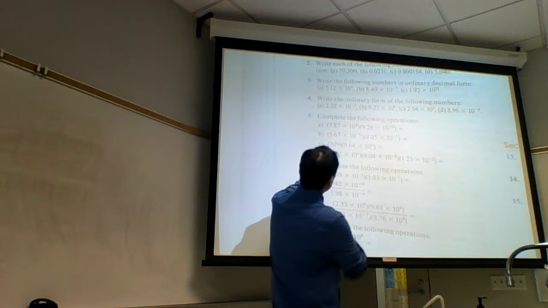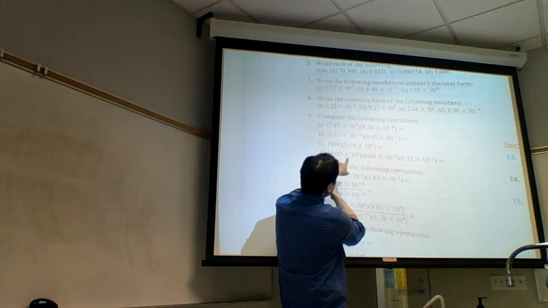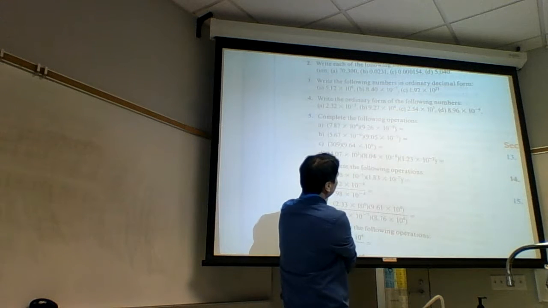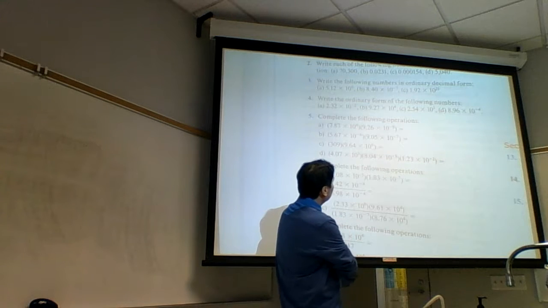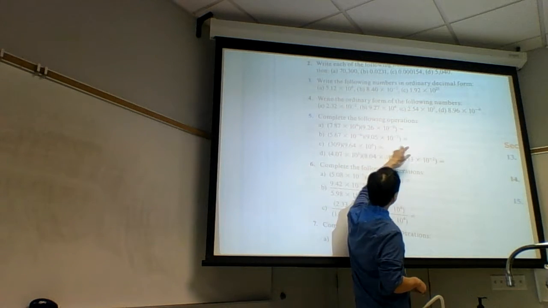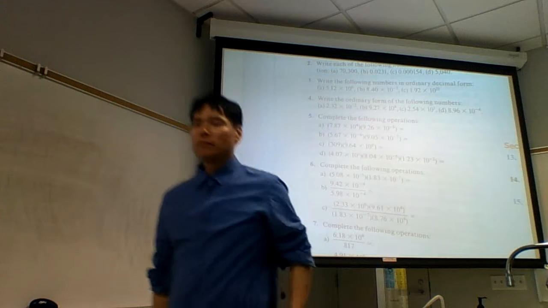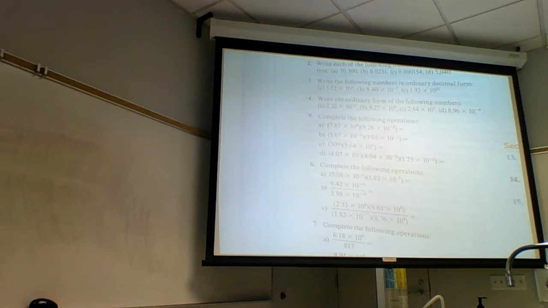Something like this, you just punch it in the calculator. So this is calculator practice plus sig figs practice. Whenever we have multiplication or division, the number of sig figs allowed in our final answer is based on the fewest number of sig figs in a given quantity. So let's go to the calculator and take a look at the first one. The first one here is 7.87 times 10 to the 4th times 9.26 times 10 to the minus 8.